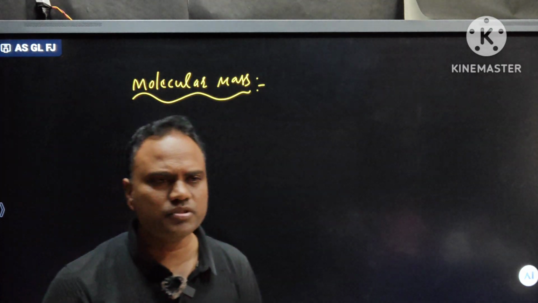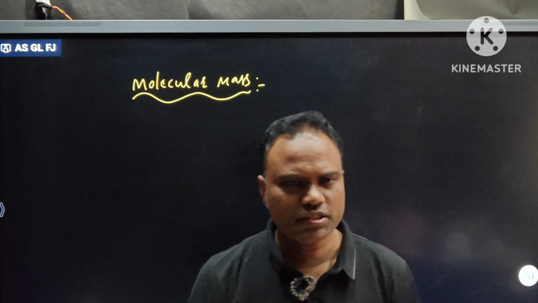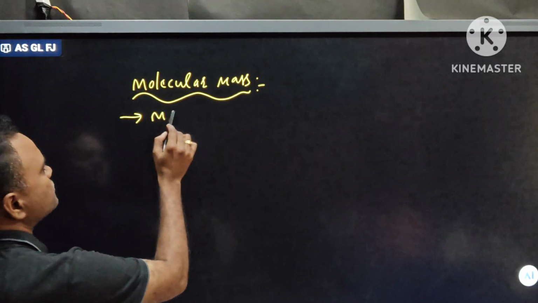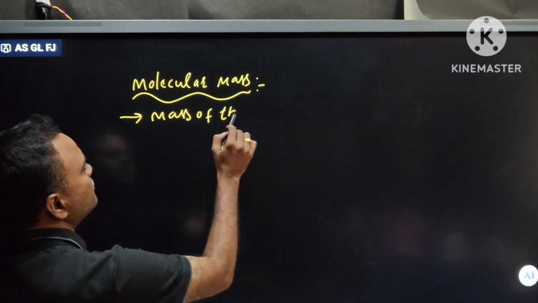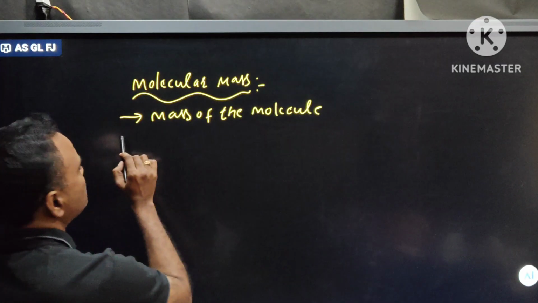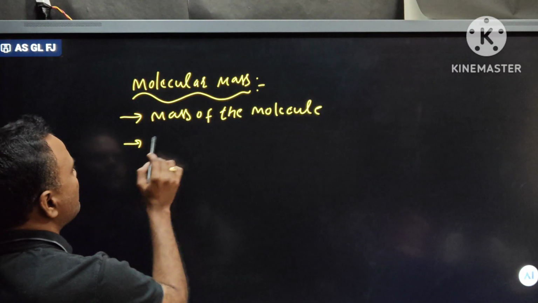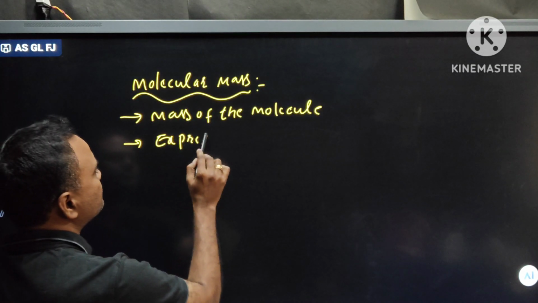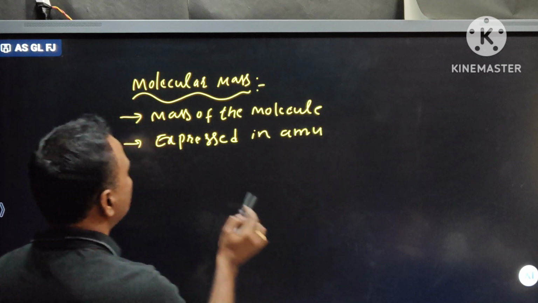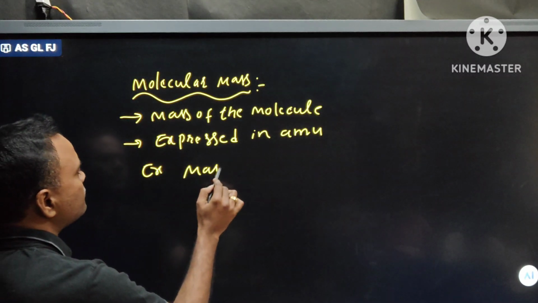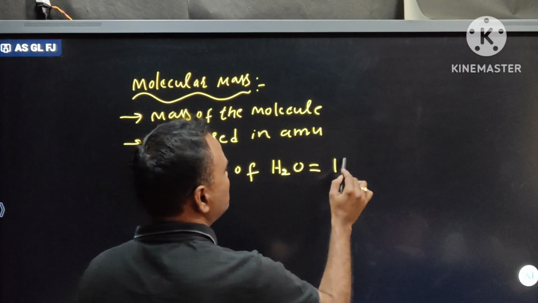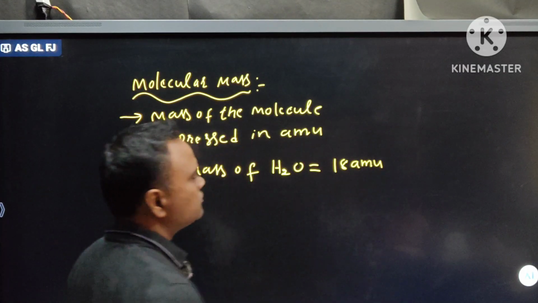Can you guess what molecular mass means? It is the mass of the molecule, expressed in AMU. Alright, simple definitions. Mass of the molecule is called molecular mass. It is expressed in AMU. Example: the mass of H2O is equal to 18 AMU. Mass of water.